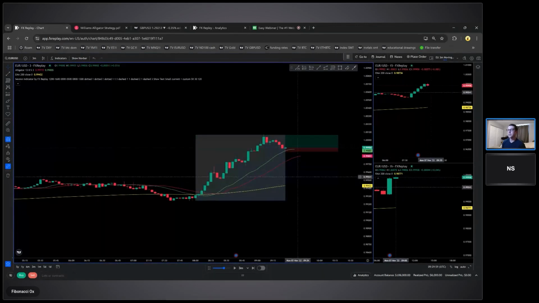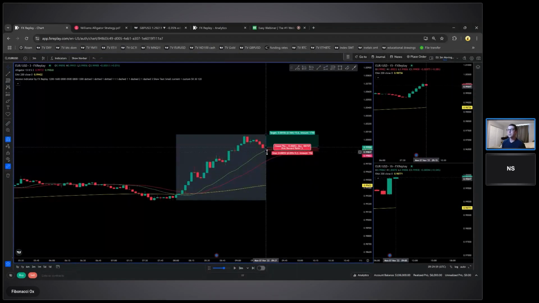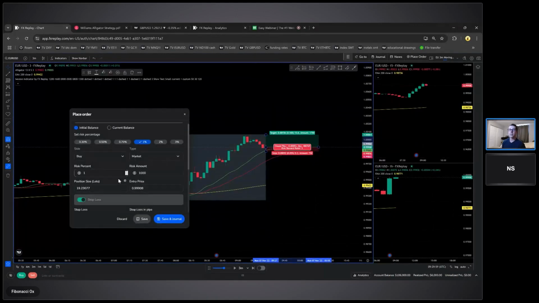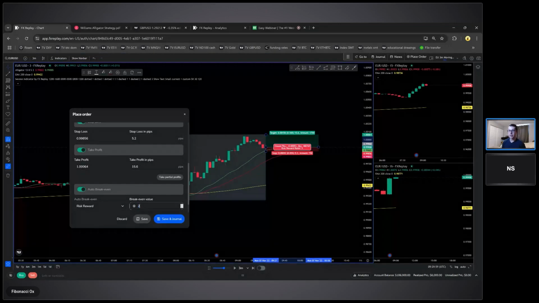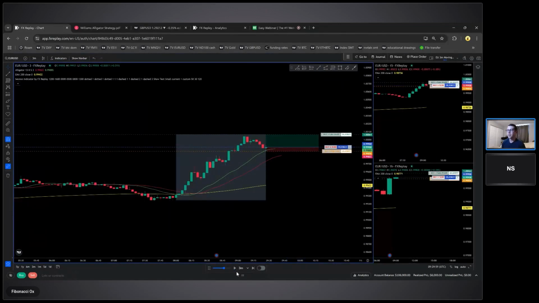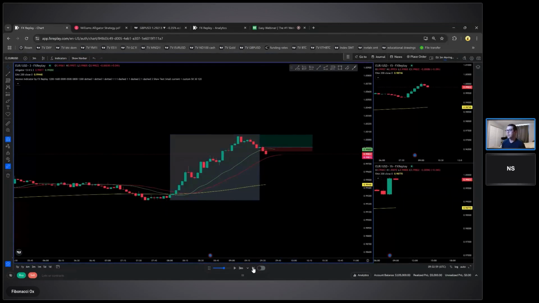So we have another potential trade here. We got a little wick into this in between the zones and a nice closure back above it. So I'll go ahead and give this one a shot. By market, we'll go to auto break even after 2R. I believe, yeah, this one ended up being a quick loss.